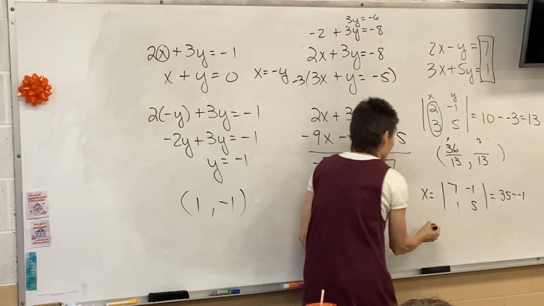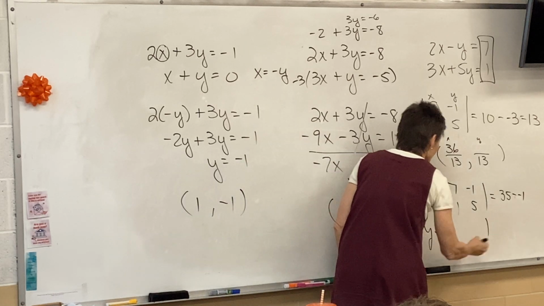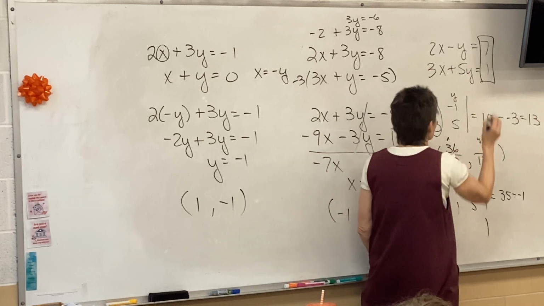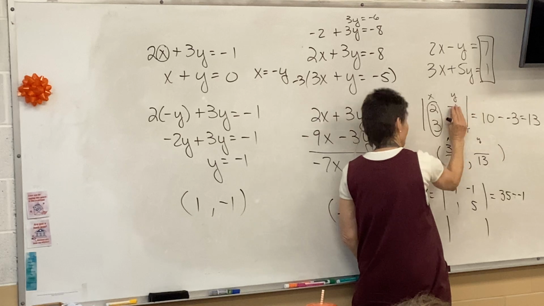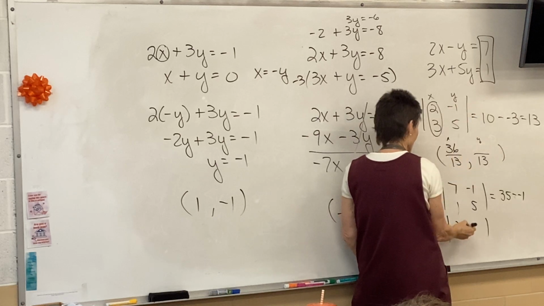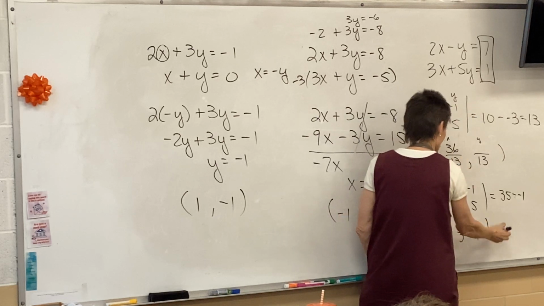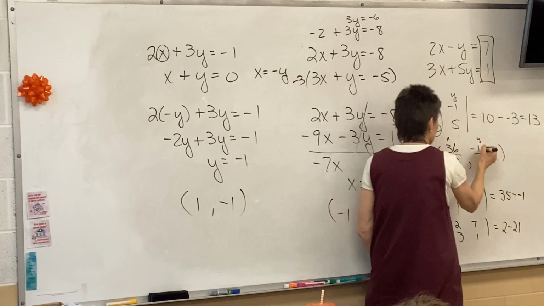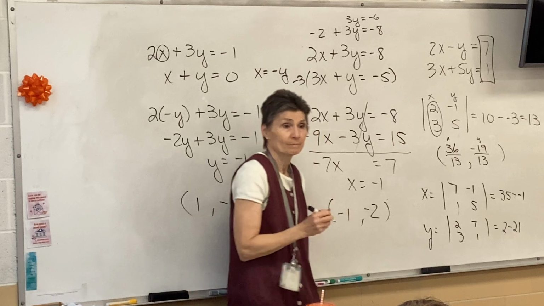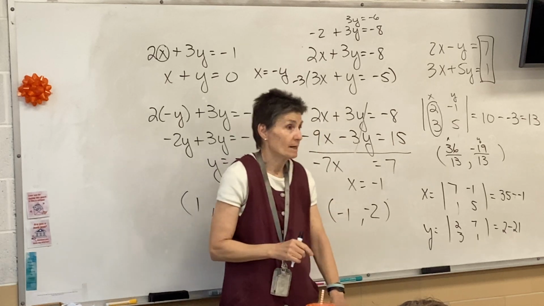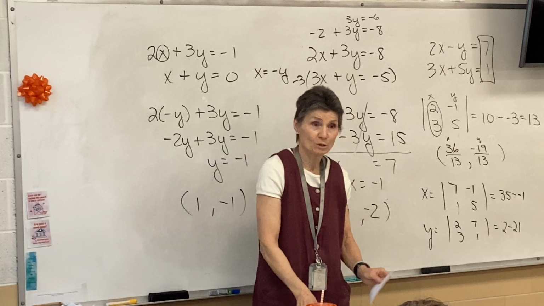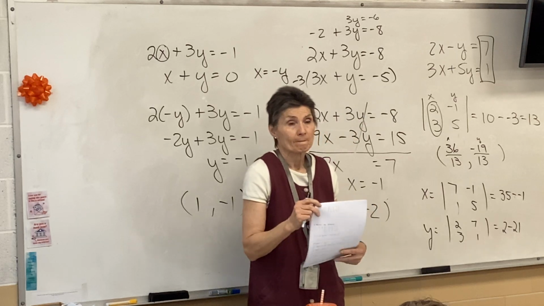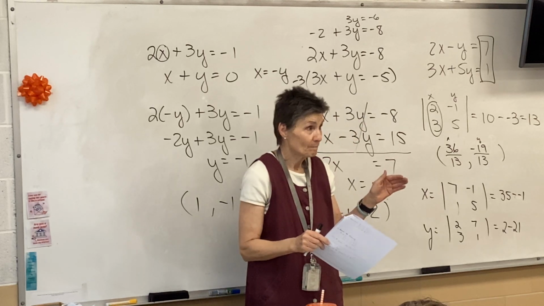Okay, and then y? Same thing, right? 2 and 3. Only I cut my 7 and my 1 out and put them right here. So I'm going to have my 2 and my 3, and my 7 and my 1, and I got negative 19. Did you? Yep. And page 1 is done. All right, we good on that?